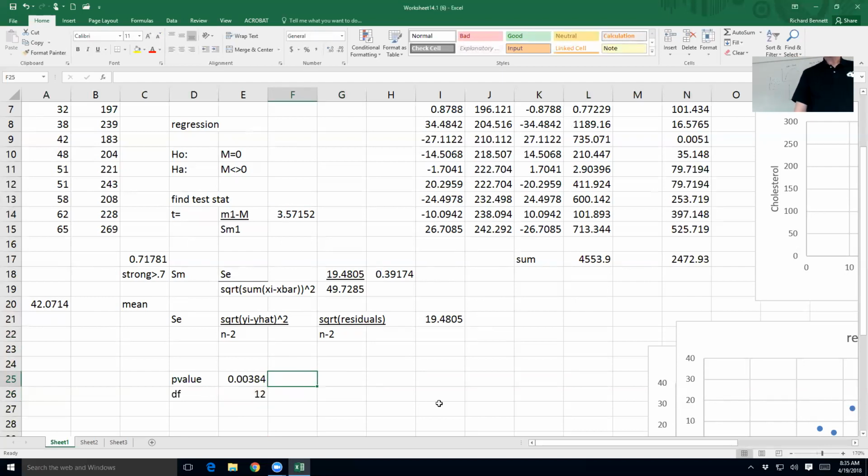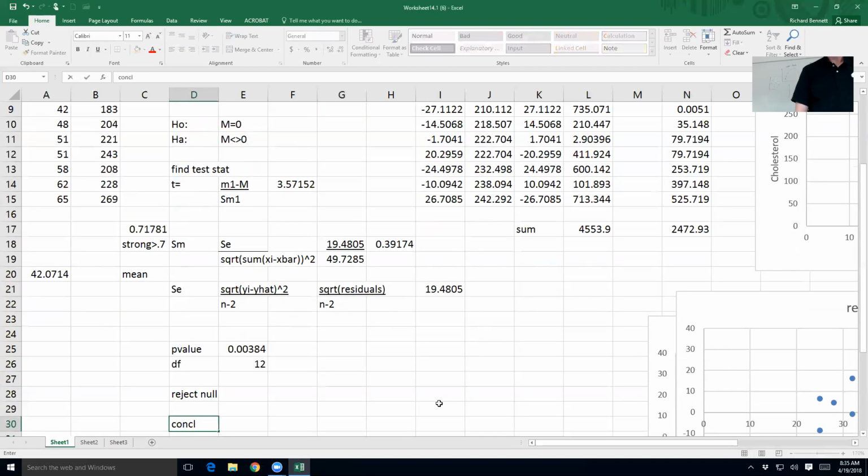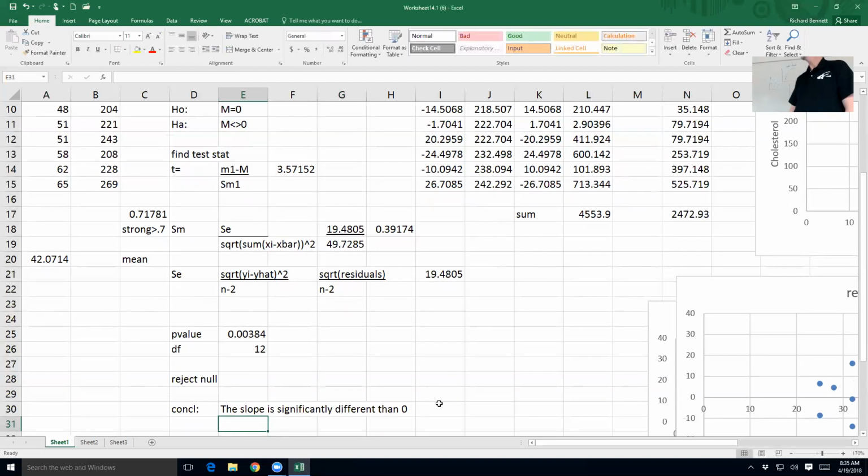And so Alex, what does that mean? Reject the null. And your conclusion is, what'd you say? Conclusion is the m does not equal 0. That's an okay conclusion, yeah. That the slope is significantly significant. Oh, that's good enough. Significantly different than 0 if you want to be. Your slope is significant, so we can trust that.